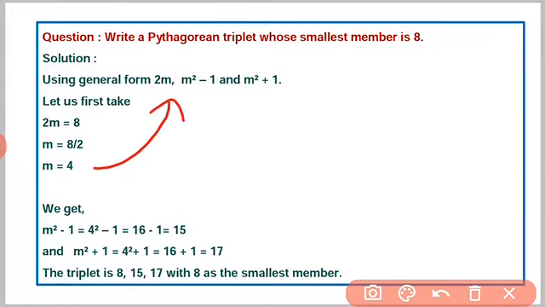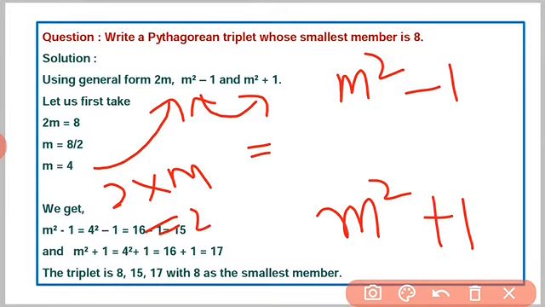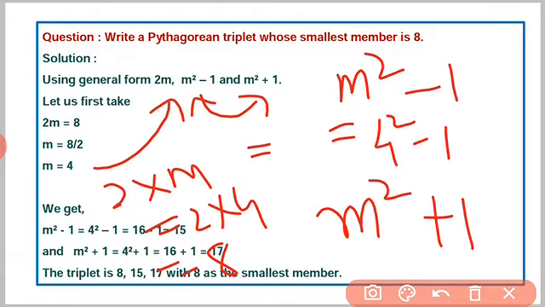Now we can substitute this value of m in the rest of the numbers, that is m squared minus 1 and m squared plus 1. So one of the numbers is 8: 2 multiplied by m, that is 2 multiplied by 4, is equal to 8. So one of the members of the triplet is 8. Let's find the other members. Substituting the value of m in this one, we get 4 squared minus 1, that is 16 minus 1, that is 15. So another member is 15.